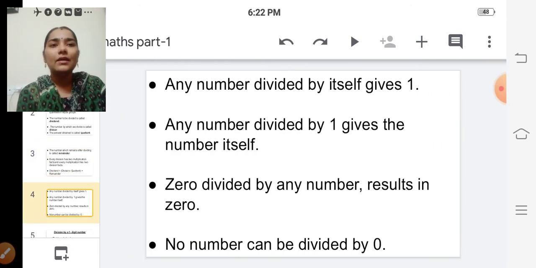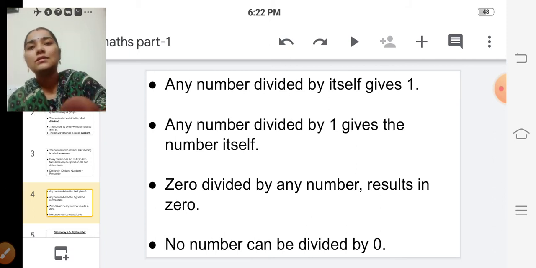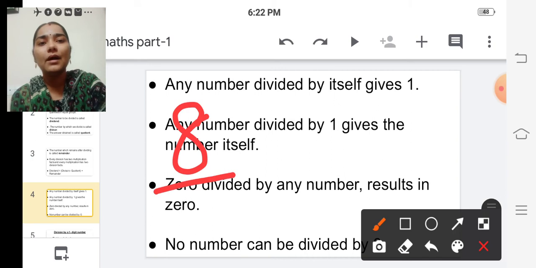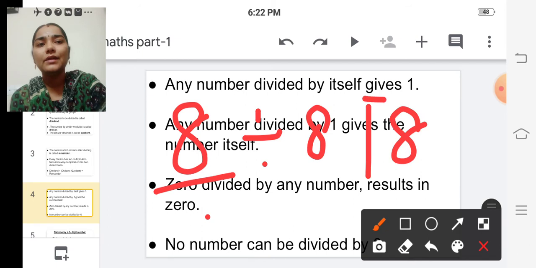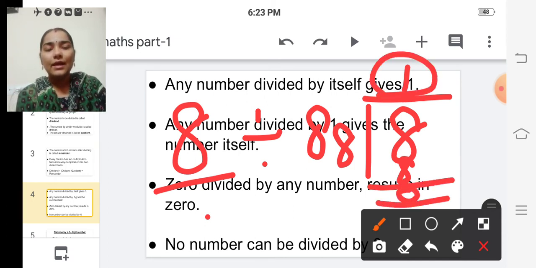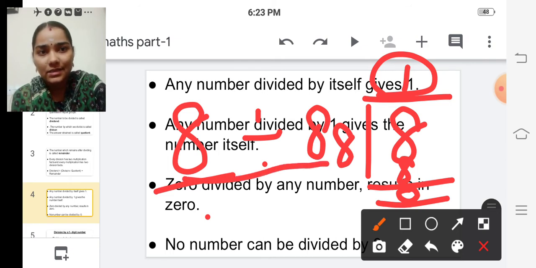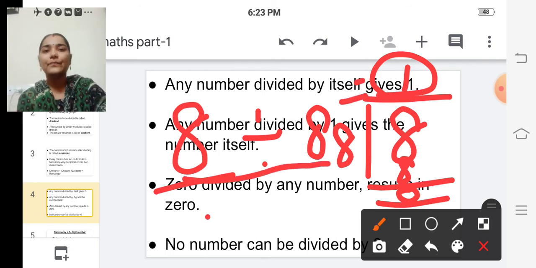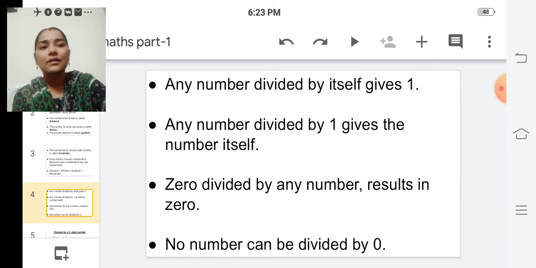Next one. Any number divided by itself gives 1. For example, 8 divided by 8. If we divide 8 by 8, what will we get? 1 8 is 8. The remainder will be 0. So what is the answer? 1. Any number divided by itself gives 1. Is it clear?